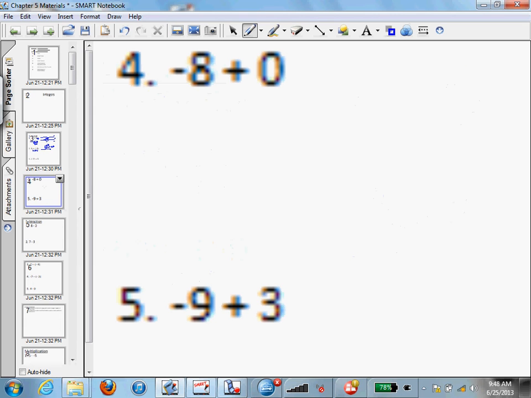To continue on, say with number 4 you were at ground level, then you start off with negative 8. So you dig down 8 feet. Remember, this is negative, this is positive. So you're down 8. And then plus 0, so you do nothing. You're just stuck at negative 8.